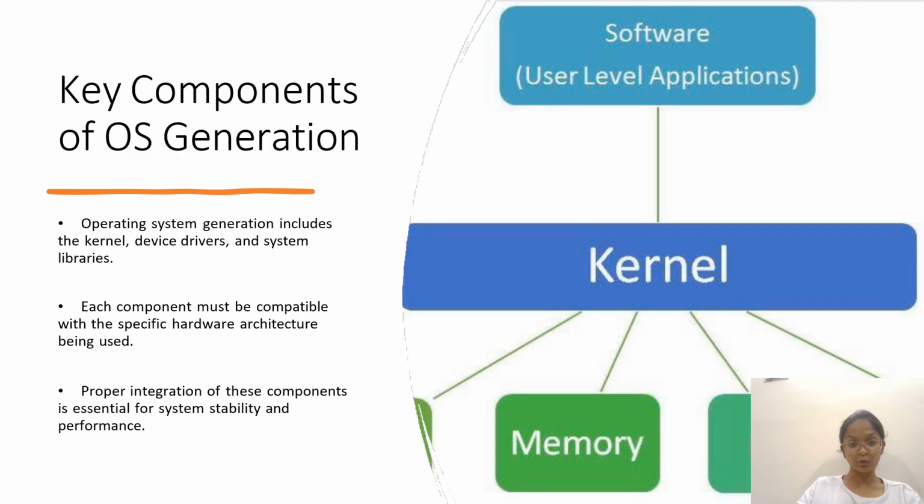Key components of OS generation. Operating system generation includes the kernel, device drivers, and system libraries. Each component must be compatible with the specific hardware architecture being used. Proper integration of these components is essential for system stability and performance.